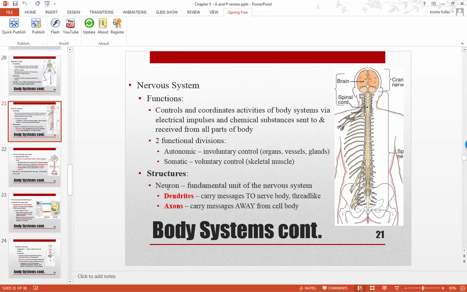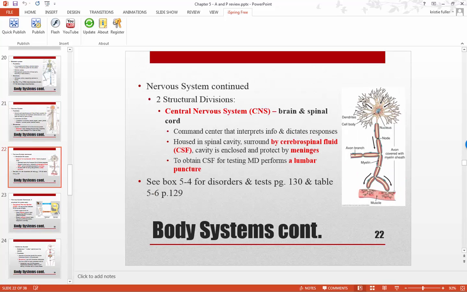You do want to know that a dendrite is the branches, the parts that carry the messages to the nerve body, whereas the axons carry messages away. It's a long, thin portion of it. I do believe I have a picture of that on the next slide. Yep, right here. So the branchy looking part is the dendrites. The axon is right here, okay?